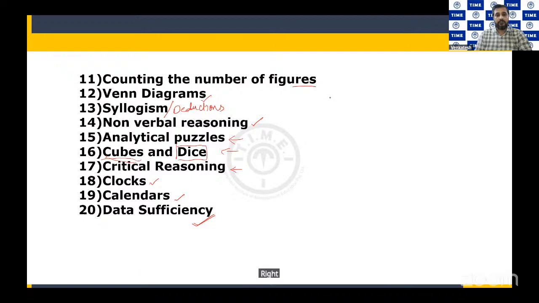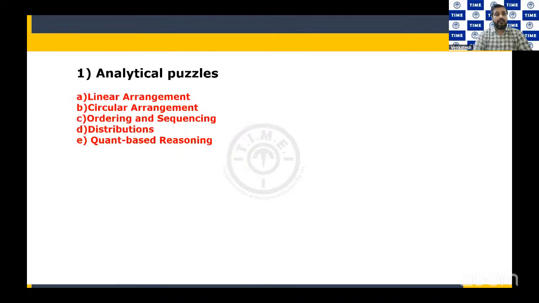So these are all the topics that you have as your syllabus. Now here the important thing is analytical puzzles. Let us start with analytical puzzles, which is common for both the exams. Let me take up that first. Now, first we'll see what are the different areas that we have in analytical puzzles.